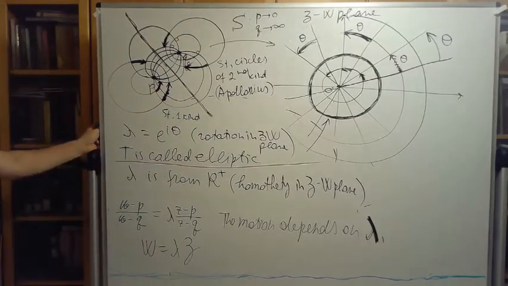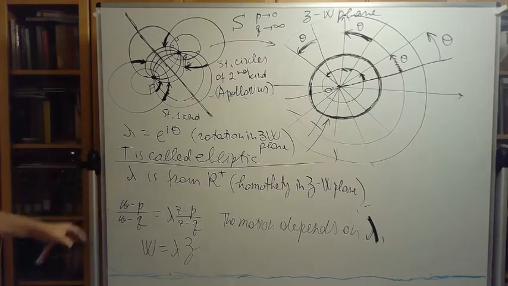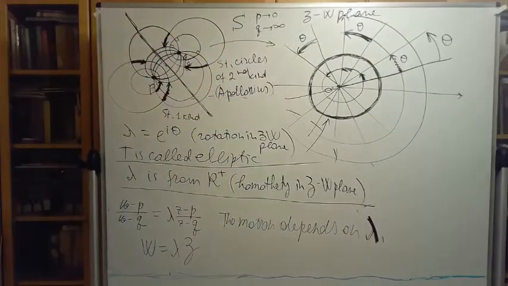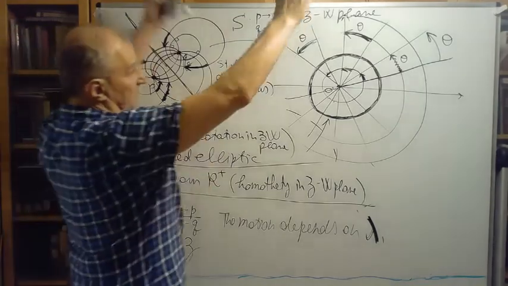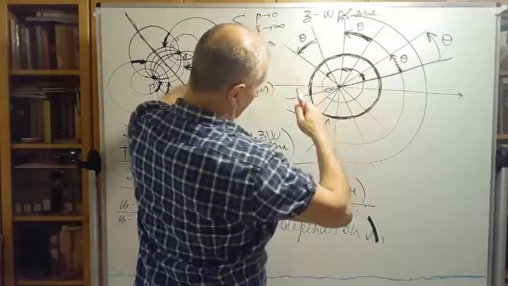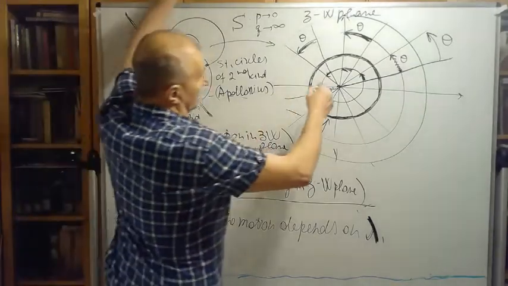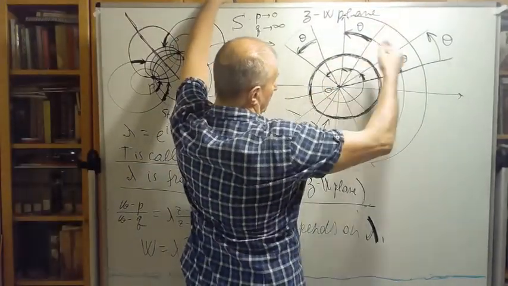So that's what it will be. Now, when lambda is a positive real number, the transformation is a homothety. What the homothety does is spread the plane or shrink the plane, depending on whether lambda is more than 1 or less than 1, from the origin or towards the origin.